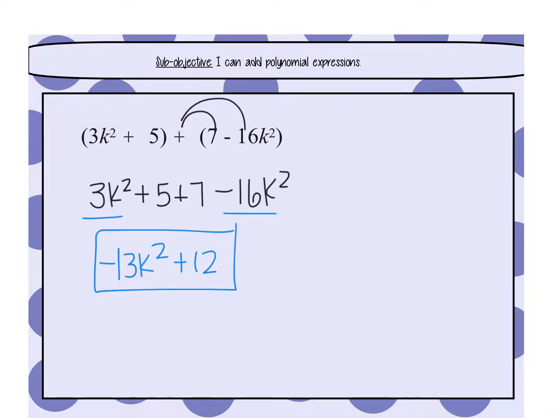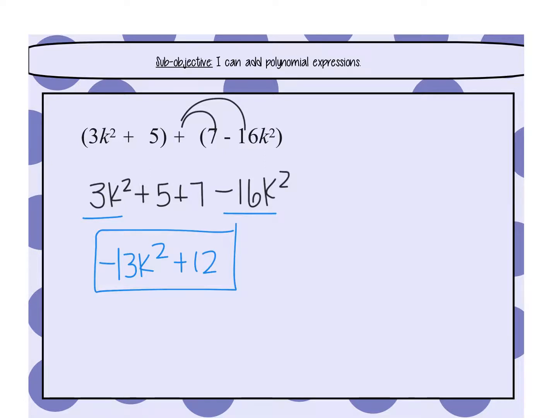All right, I got negative 13k squared plus 12. So I want to think about those questions. So what operation is occurring? Well, it's addition. Do I need to clear any grouping symbols? Well, I have two parentheses, so I have to make those parentheses no longer relevant. So this has nothing outside of it, so those parentheses don't need to be there. And then I'm basically adding 7 and adding a negative 16k squared, which is just minus 16k squared.